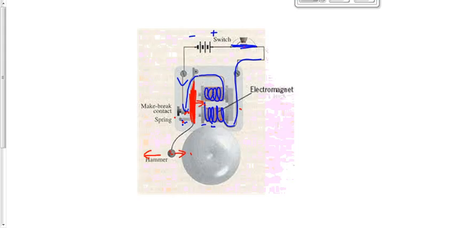Contact is made again now. Electric current starts flowing. The cycle repeats itself. Electromagnets attract the red piece of steel. Hammer goes with it. Ding. Contact is broken. Current stops. Spring pulls the red piece of steel back.